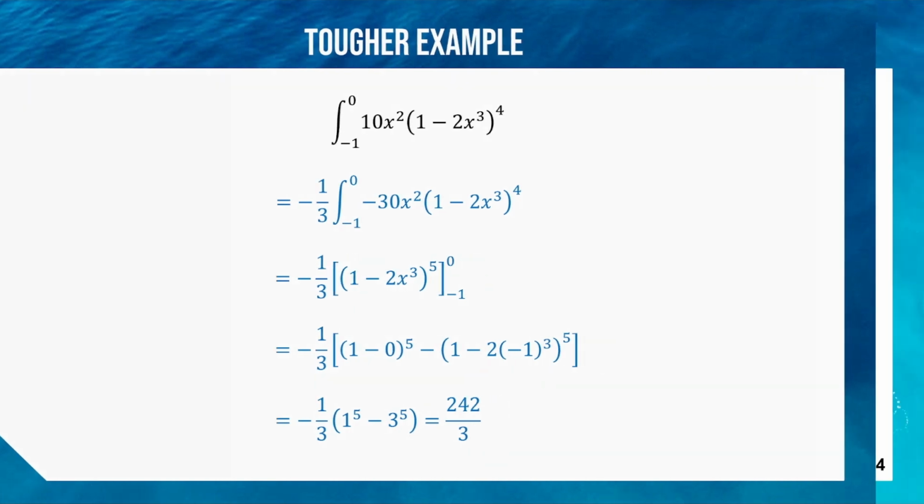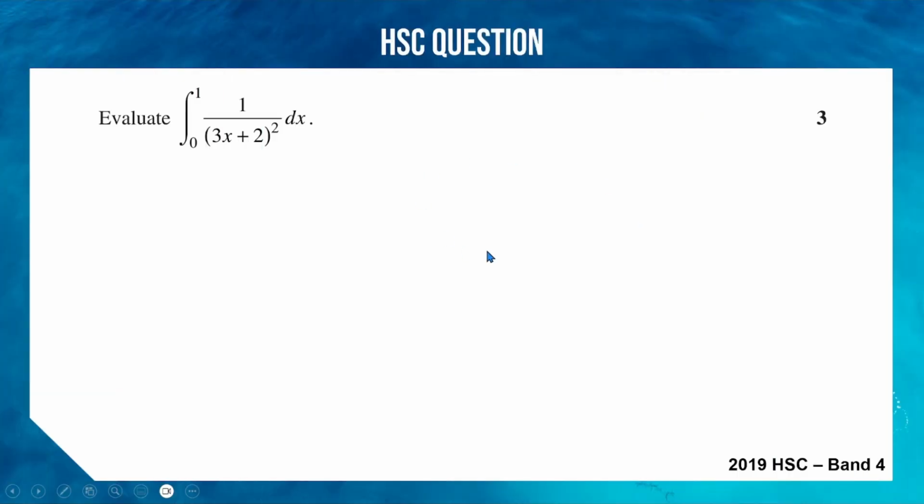Okay, splendid. Let's try a pretty tough HSC question from 2019. It's a band 4, so we're getting up towards the higher end of the spectrum here. It's worth 3 marks, integrating between 0 and 1 of 1 over (3x plus 2) squared. If you've been nailing these questions so far and you want to try by yourself, please do, because that's the best way to get value from these videos and improve your skills. Okay, let's go through it.